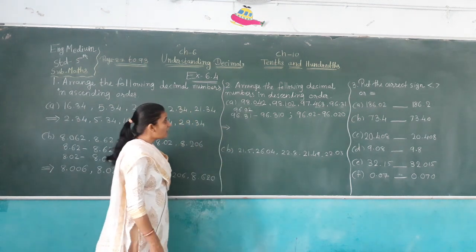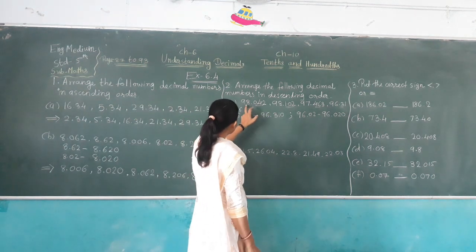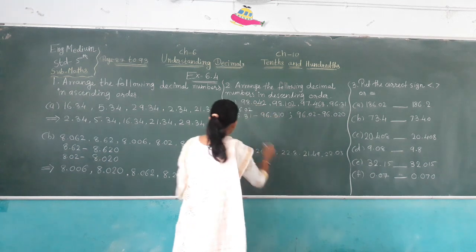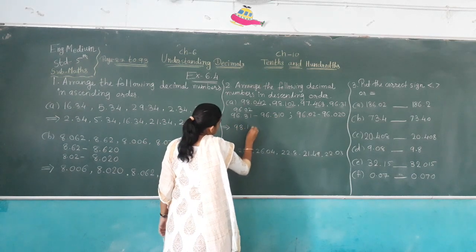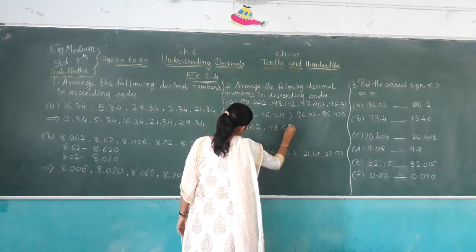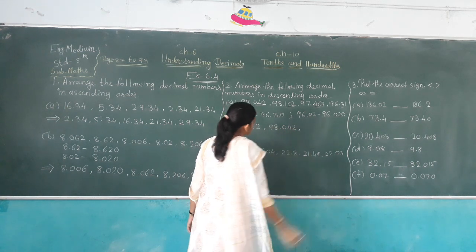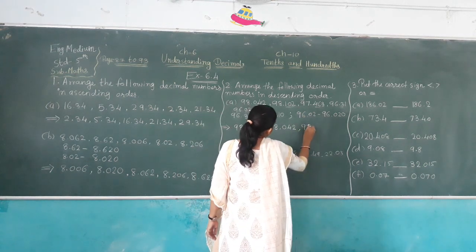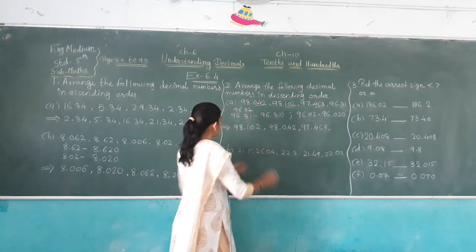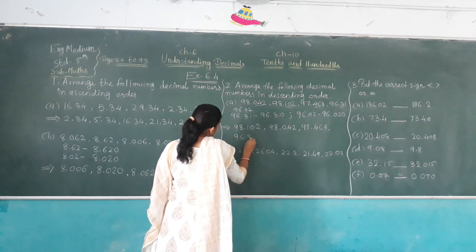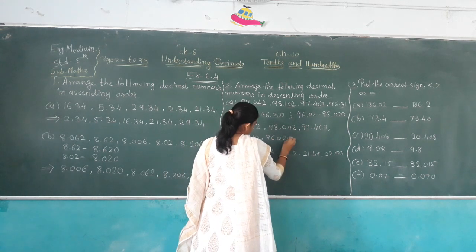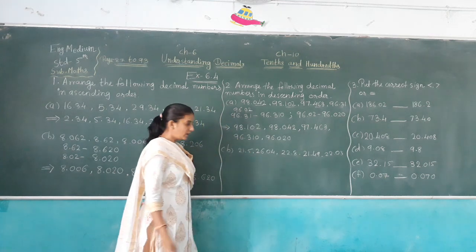Now arrange in descending order. First find the greater number. 98, 98 both, so 98.102, then 98.042, then 97.463, then 96.310, and last one 96.020. Greater number to smaller number.